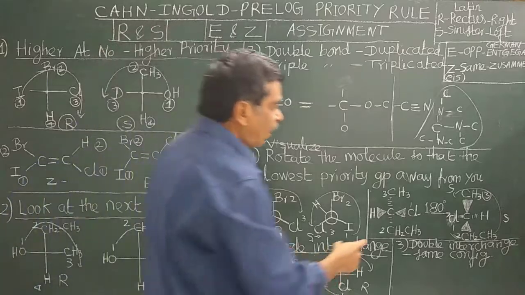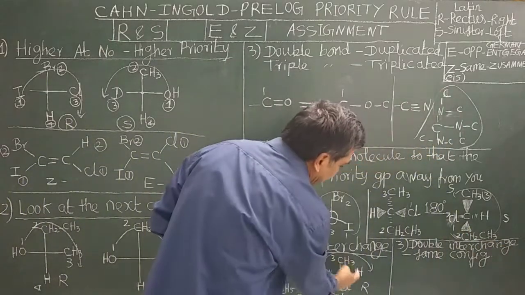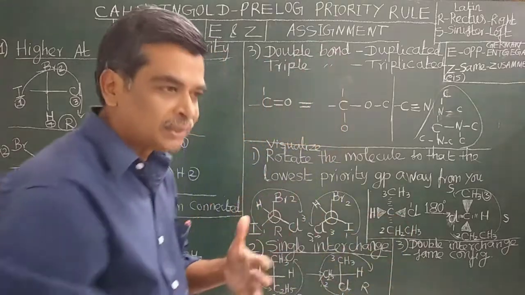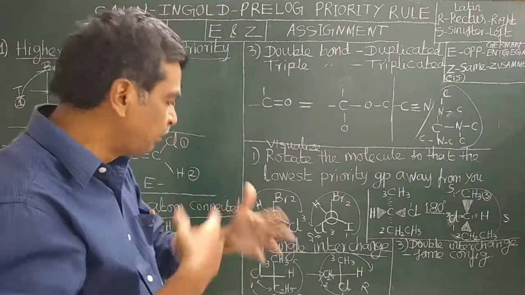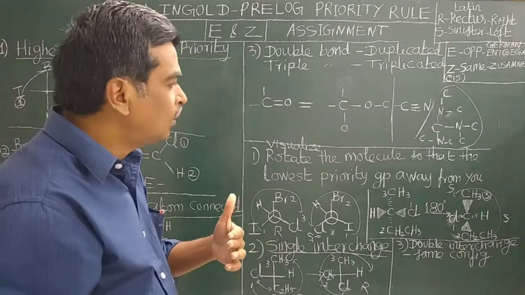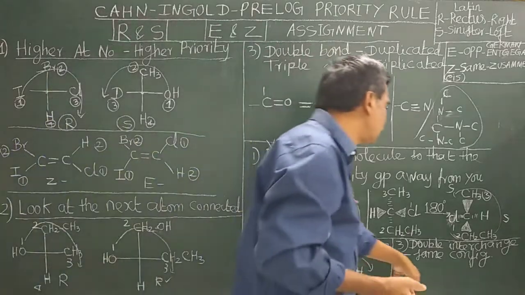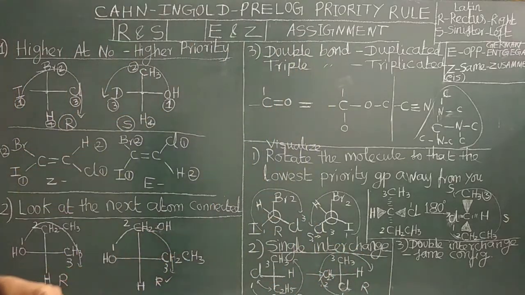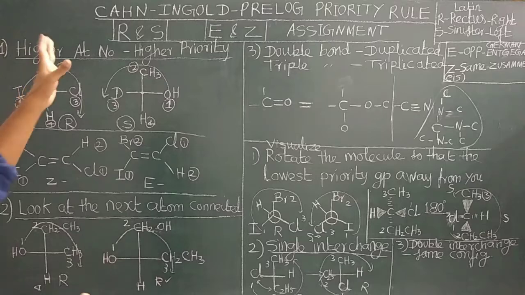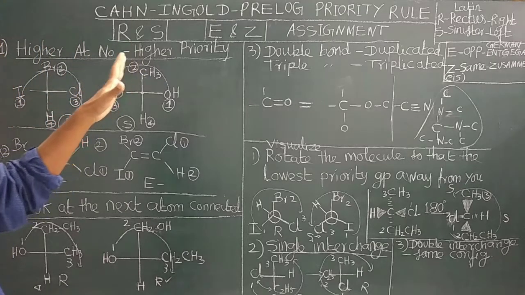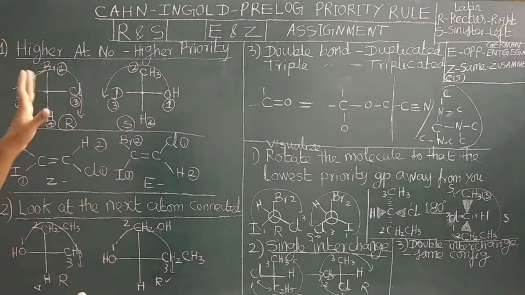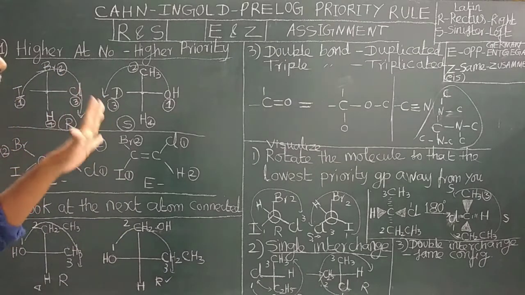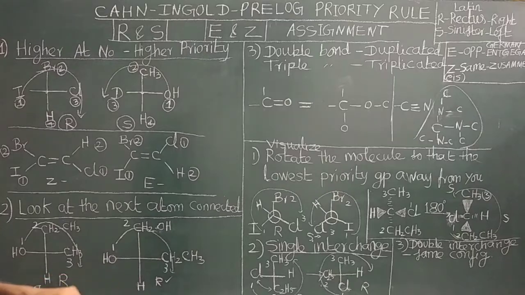Whereas on double interchange, you change this group to this again, and S will become S. On double interchange, S will become S, R will become R, so there will be no change in the configuration. So please remember these three rules proposed by Cahn-Ingold-Prelog sequence rule. These are very, very useful for R and S configuration assignment and also E and Z assignment. Thank you for watching.